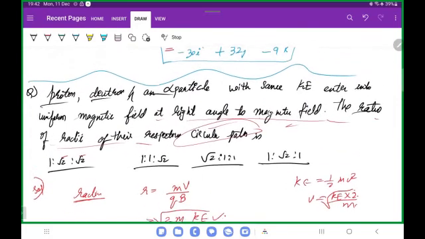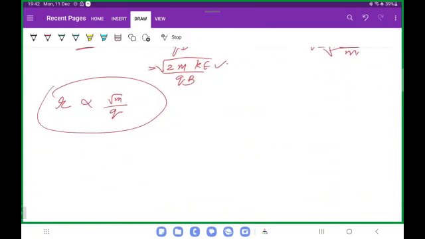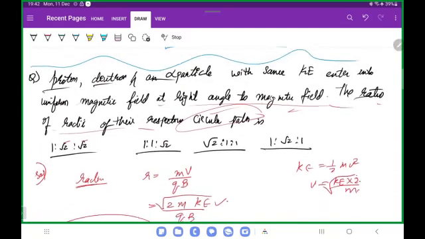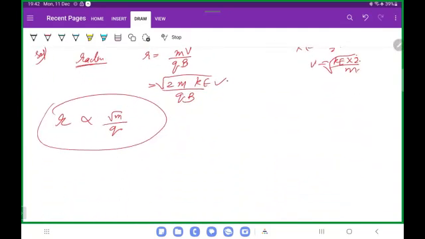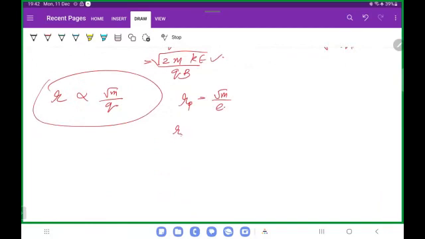Every particle will have a different charge. Let's write here: R for proton will be root m by q, where q is e. Then R for deuteron will be root 2m by e. R for alpha particle will be root 4m by 2e. These things you have to remember: alpha particle is 2e, proton and deuteron are all 1e.